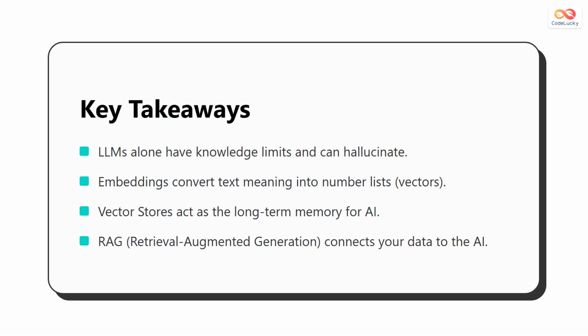To wrap up, remember that standard language models have knowledge limits. We use embeddings to convert the meaning of text into numbers. Vector stores hold these numbers to act as the AI's memory. And finally, the RAG architecture allows us to feed this relevant memory to the AI to generate accurate, trustworthy answers.